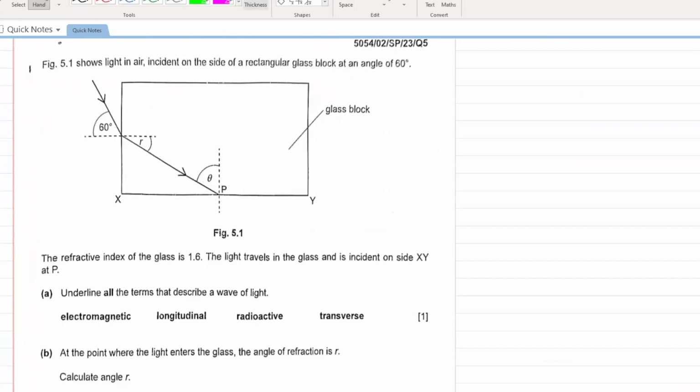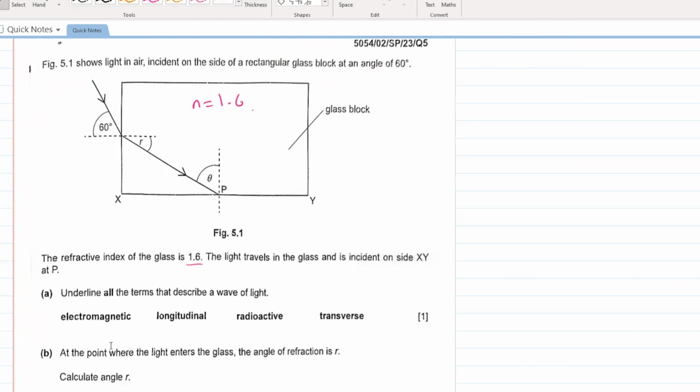Figure 5.1, okay, shows light in air incident on the side of a rectangular glass block at an angle of 60 degrees. This is your angle of incidence. The refractive index of glass is 1.6. Looks like a pretty similar question to the previous one. Okay. The light travels in the glass and is incident on side XY.